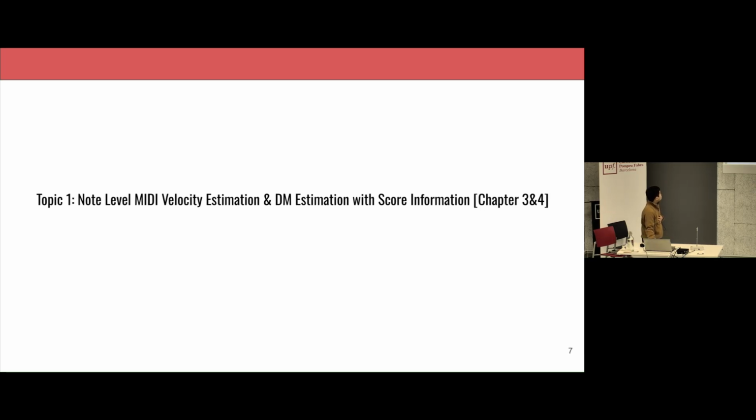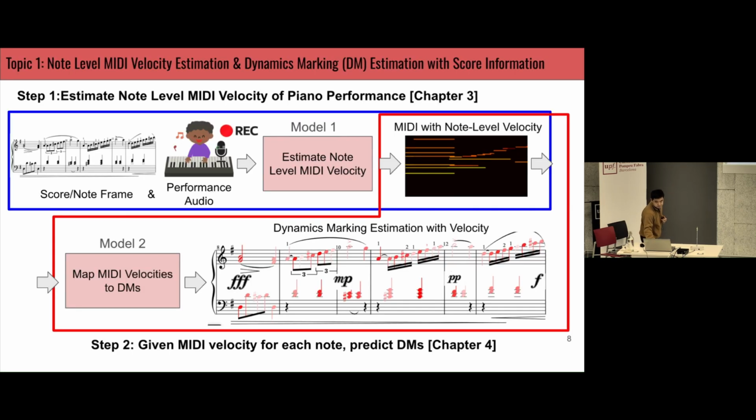Let's go into research topic 1, note-level MIDI velocity estimation and DM estimation with score information. In this presentation, DM indicates dynamics markings. Okay, so I divided topic 1 into 2 steps, meaning I developed 2 models. Model 1 takes in score and note information and performance audio together, and outputs MIDI velocity for each note, only for performance notes. And model 2 translates the detected MIDI velocities for each note into dynamics markings. These 2 steps were developed in this topic 1.